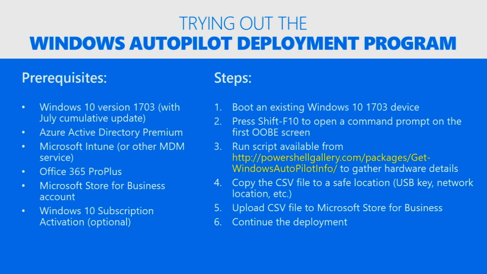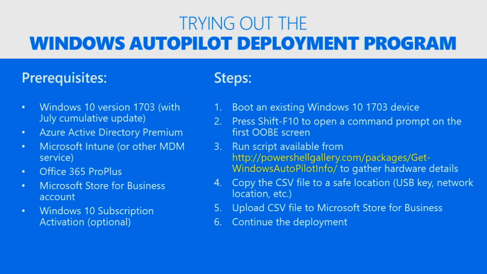You probably want to have Office 365 Pro Plus so that you can stream Office down to the device, although that's not absolutely required. You want to sign up for the Microsoft Store for Business, which is easy to do using an Azure Active Directory tenant admin account. Sign into the Microsoft Store for Business site, which then gives you the ability to go in and upload devices. One piece that we haven't talked about yet that we will talk about a little bit later, Windows 10 subscription activation.